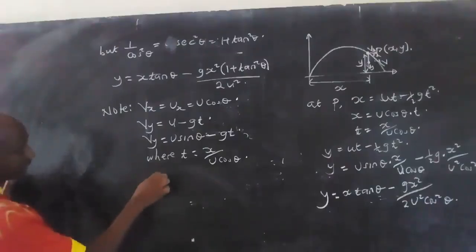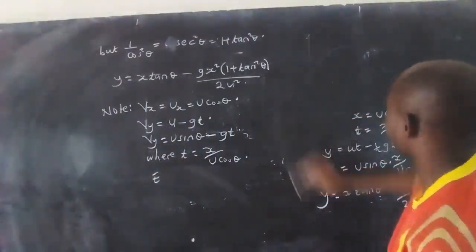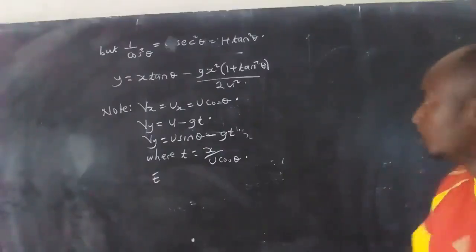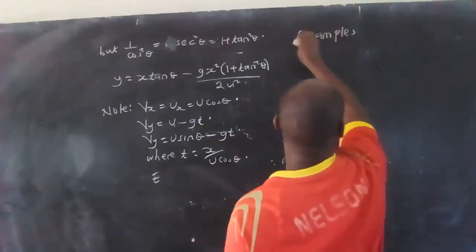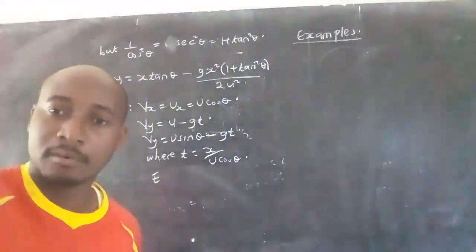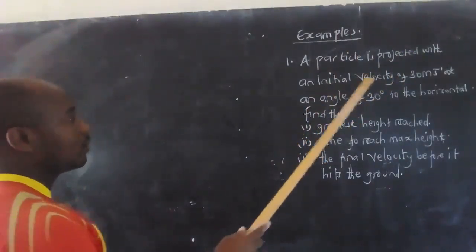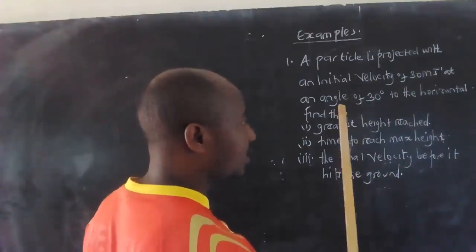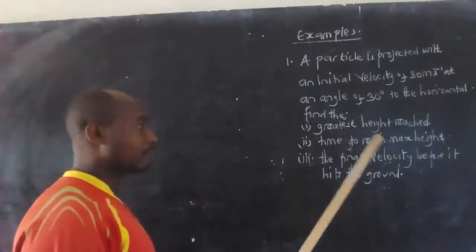Then we should now go back and look at examples. So they will ask you to derive these things. You look at example number what? So we have this. This one says a particle is projected with an initial velocity of 30 meters per second at an angle of 30 degrees to the horizontal. Find the greatest height reached and the time to reach the maximum height.